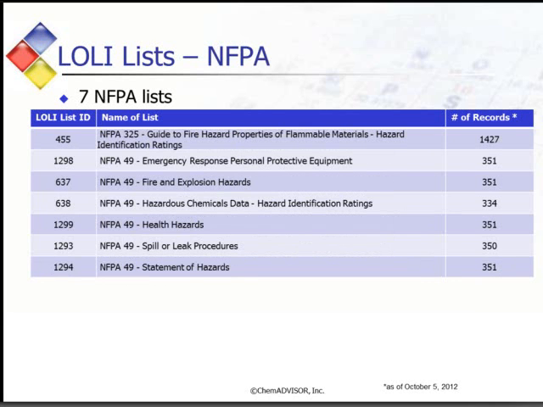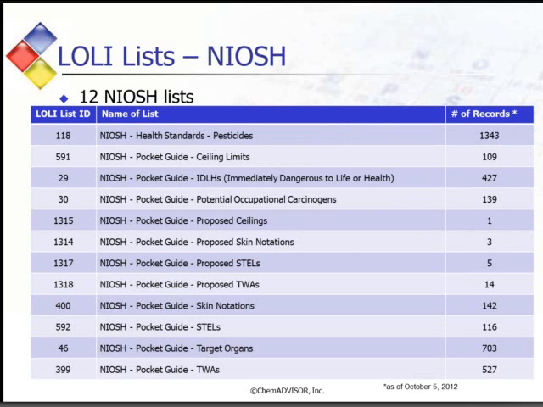NFPA, we have NFPA ratings, the hazard identification ratings in list 638, as well as other information on fire and explosion hazards, health hazards, spill or leak procedures could help to populate Section 6 of your SDS. NIOSH, again, occupational exposure limits, the skin notations and target organ lists would support, again, classification, or also optionally be included in Section 8 of your SDS.